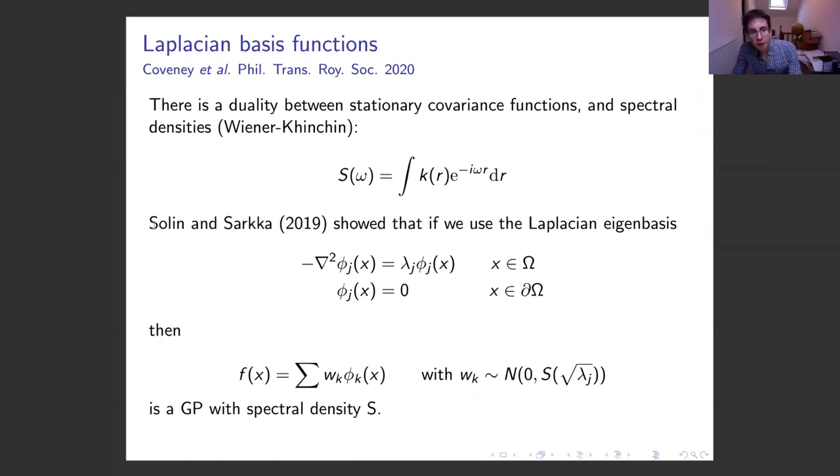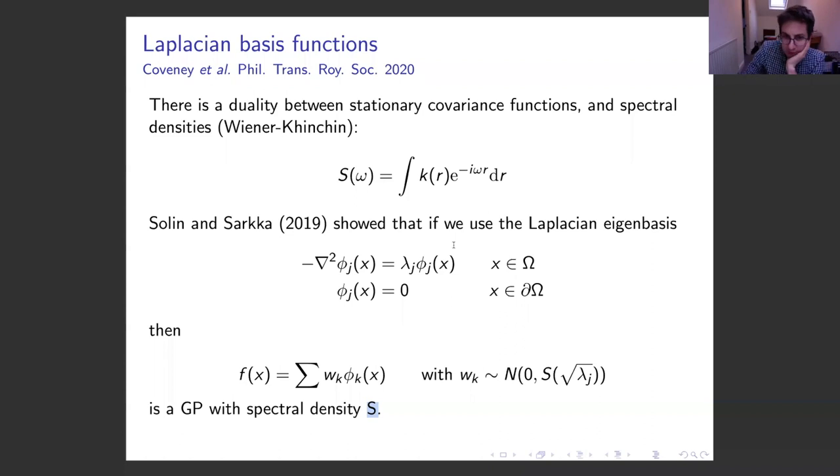So what Arno Solin and Simo Sarkar did in their paper, they used a different basis expansion. They used that eigenbasis that comes from the Laplacian operator. So the eigenfunctions are those of the Laplacian here. And they showed that if you consider the function that is a random sum of these eigenfunctions, where the variances scale with the spectral density applied to the eigenvalues, what you get is a Gaussian process that has the spectral density S. Okay.